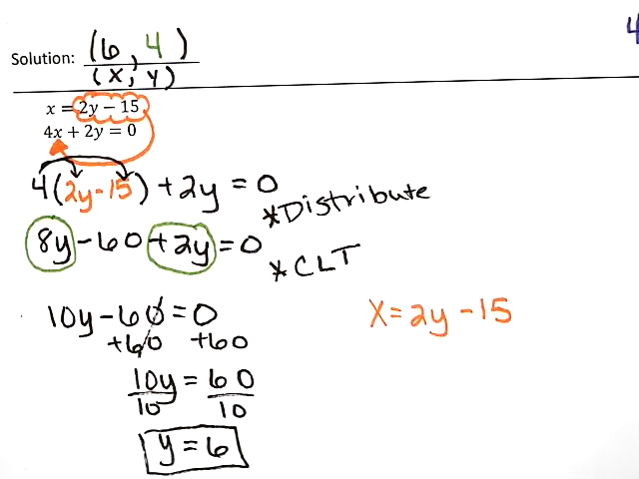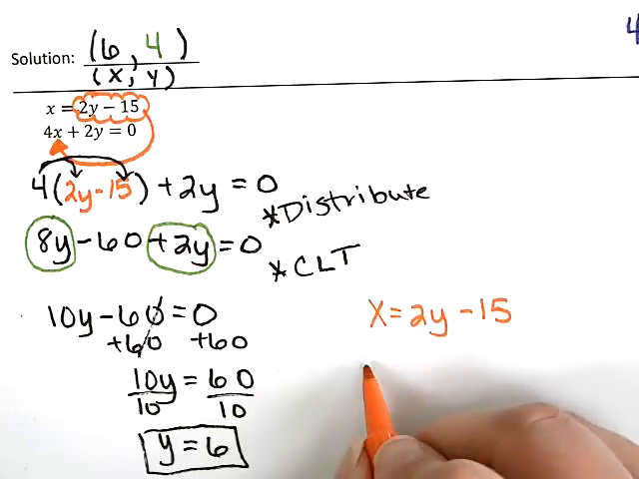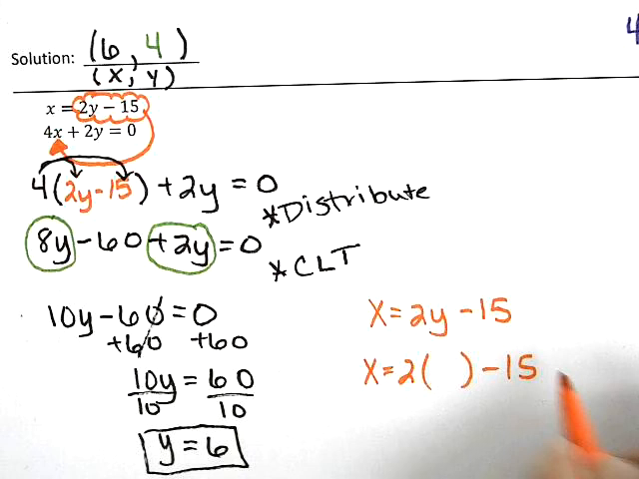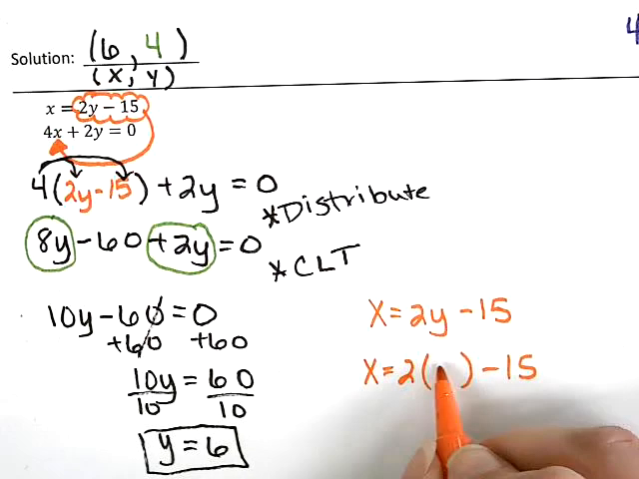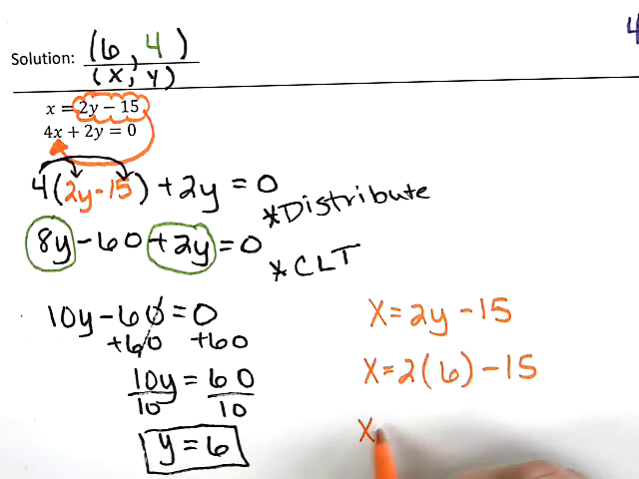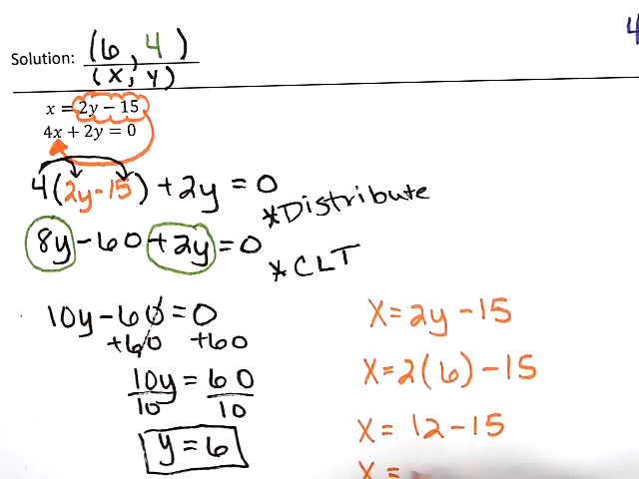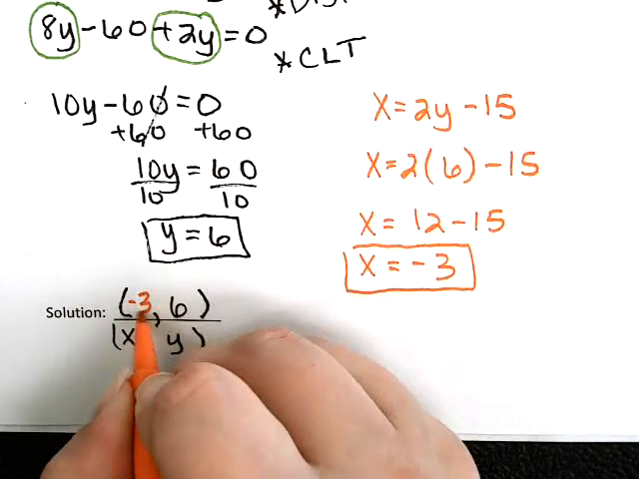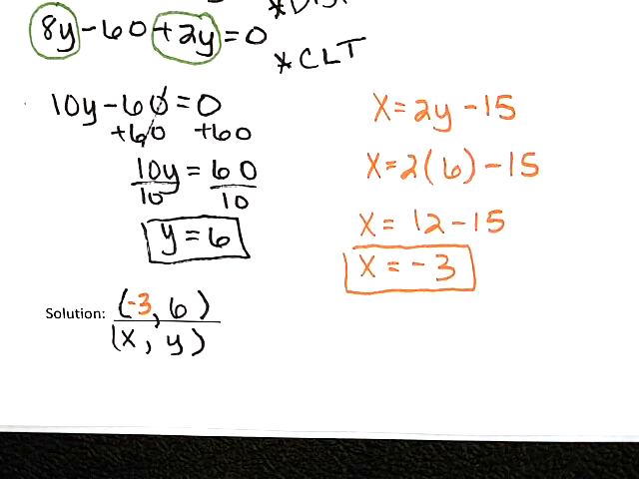Okay, I know what y is now. x equals 2y minus 15. So I take out that y and I'm going to plug in 6. So x equals 12 minus 15. x is equal to negative 3. Okay, so I can move down and put this in the x coordinate of my point, and now I just need to check my solution and make sure I got it right.